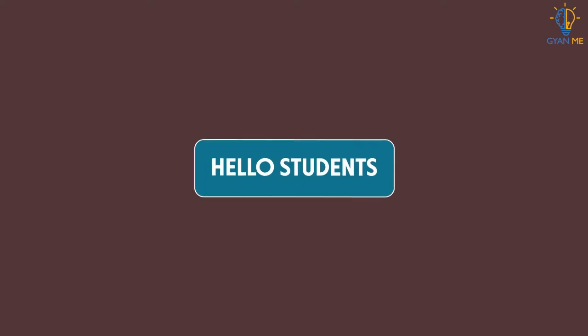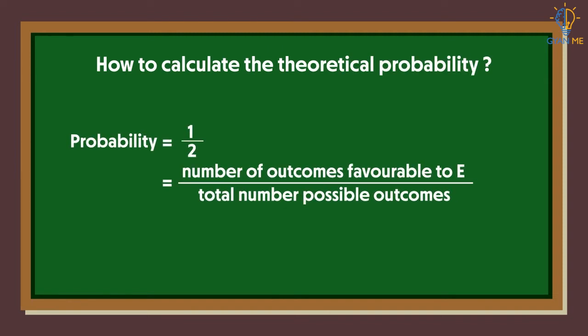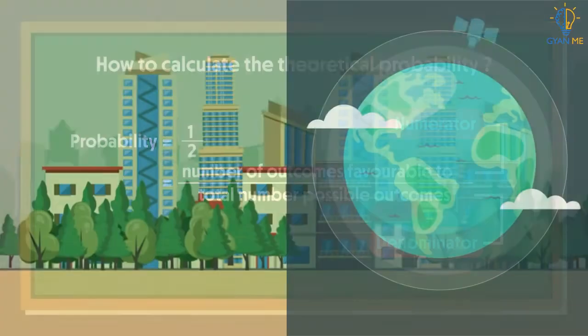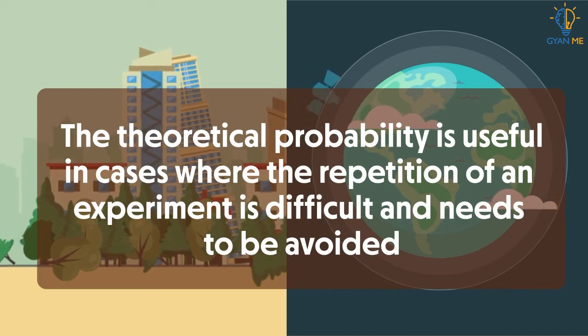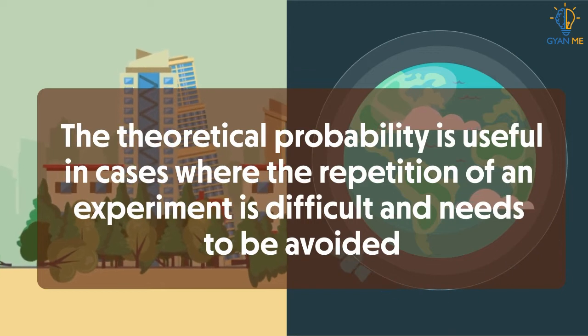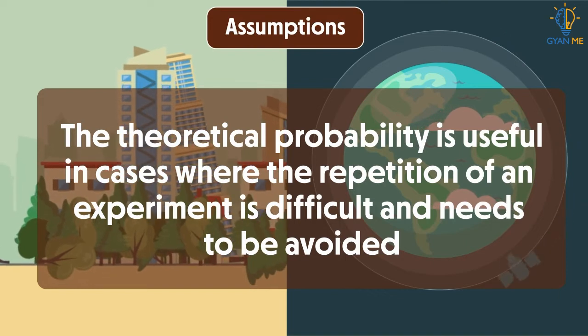Hello students! In our previous video, we learned how to calculate the theoretical probability. If you can recall, in this fractional probability, the numerator is the number of favorable outcomes to that event and the denominator is the total number of possible outcomes. We also know that theoretical probability is useful in cases where the repetition of an experiment is difficult and needs to be avoided. We calculate probability by making certain assumptions.